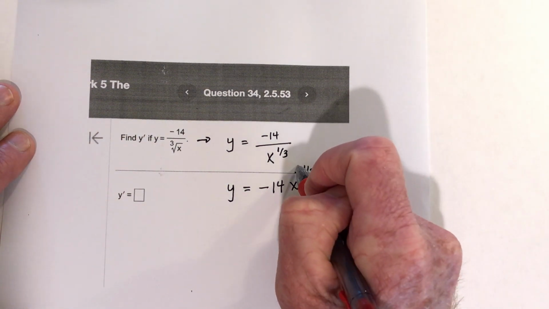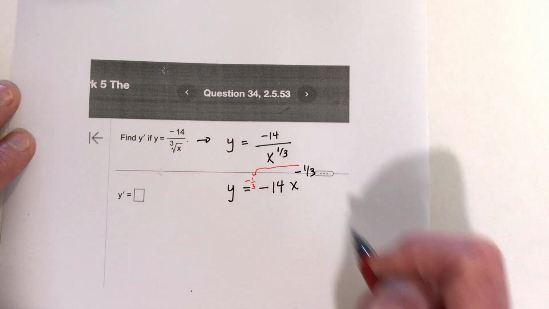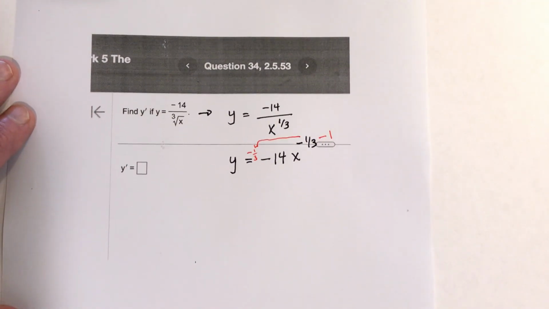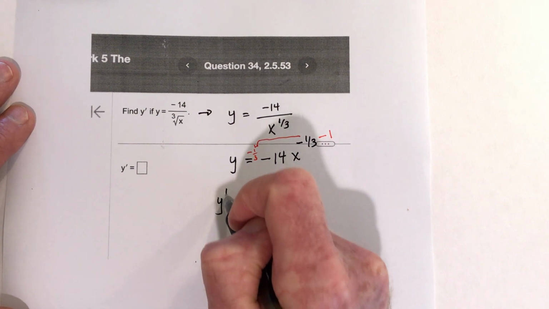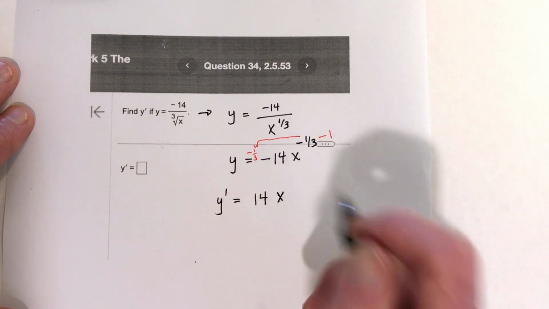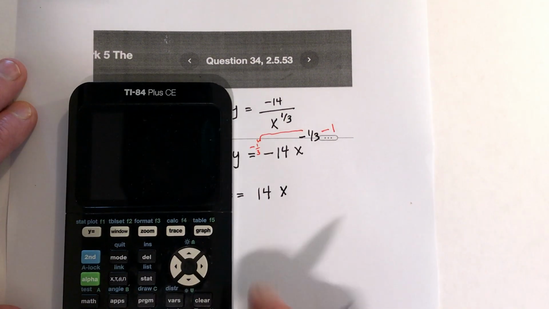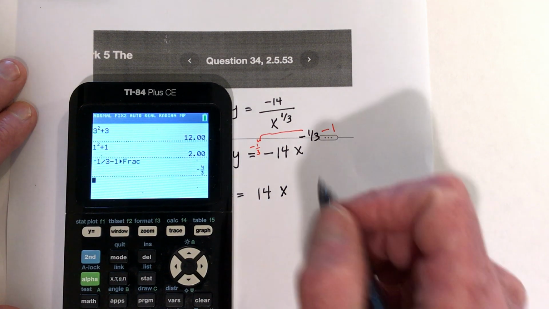So you take the exponent, bring it in front and multiply, and then subtract 1. So this is going to be negative times negative, so the derivative is going to be positive 14. And then x to the, so right here I have a negative 1/3, and then subtract 1, and then go to math and ask the calculator what fraction is that. And it says it's negative 4/3.